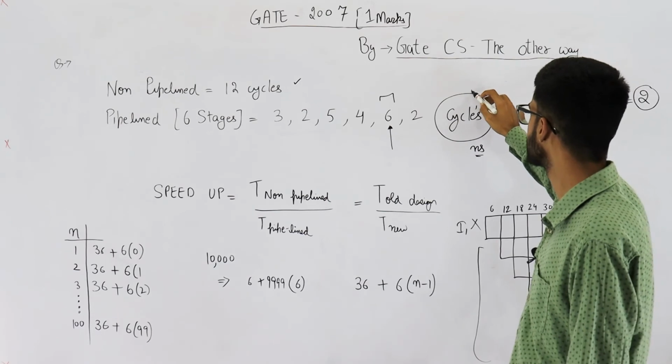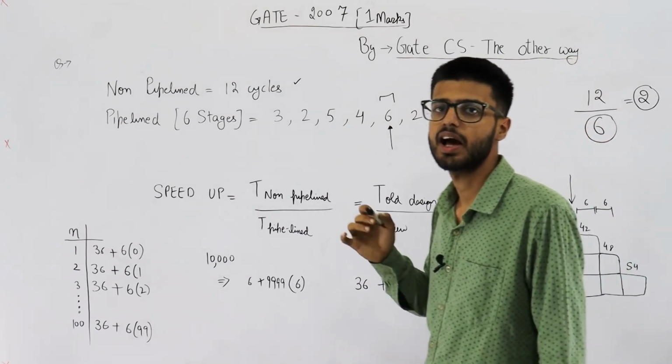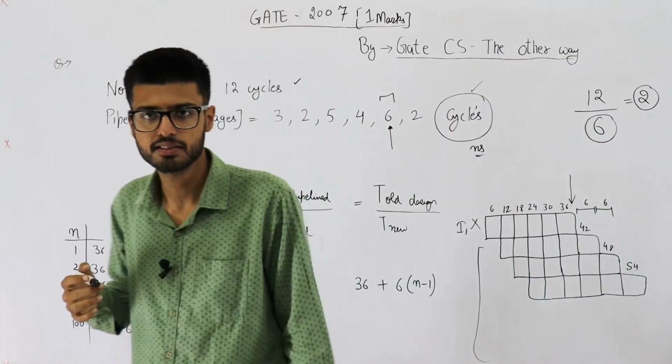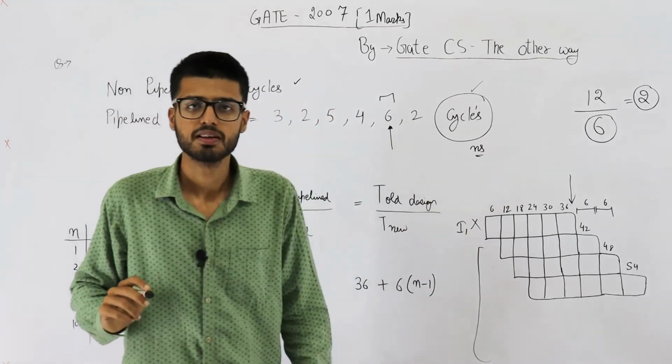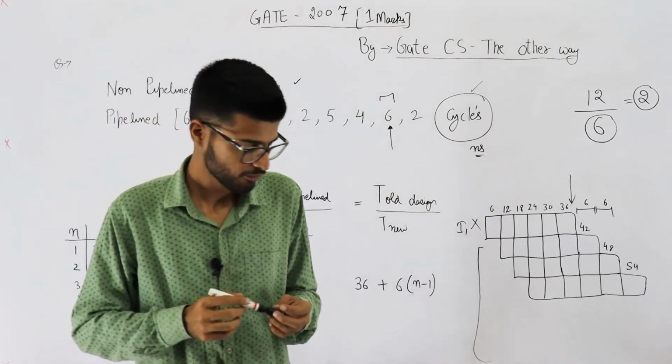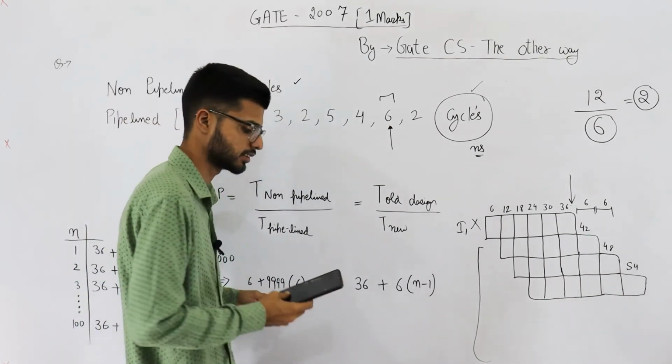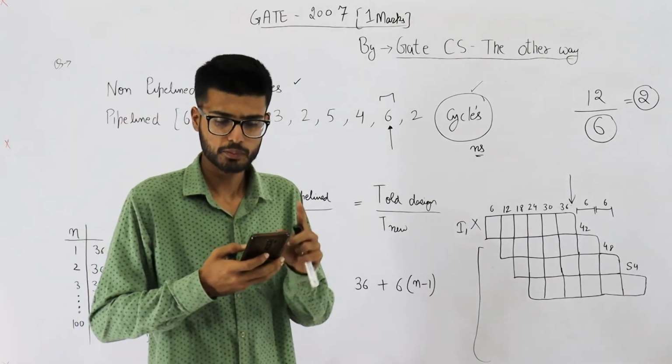Now here they are talking about cycles. We'll consider average number of cycles, and for a large number of instructions, average cycles are going to be 6. So 12 divided by 6 is 2. Just a second, let me see if it's present in options. Yeah, option B is your answer.